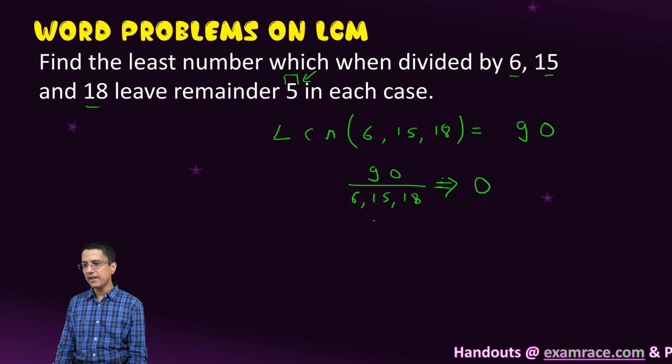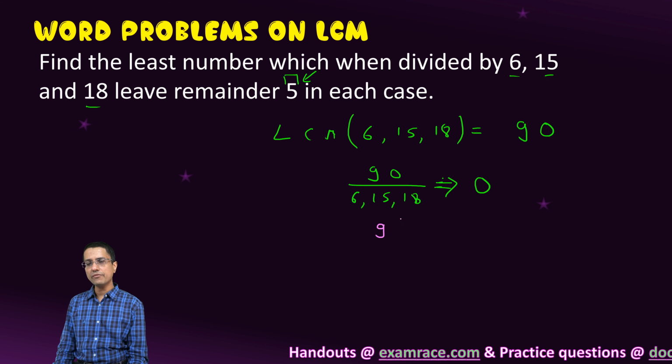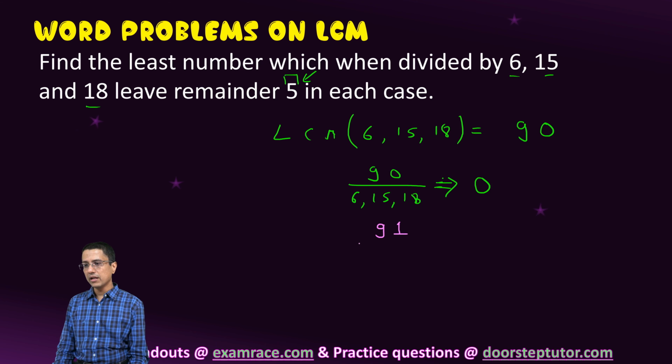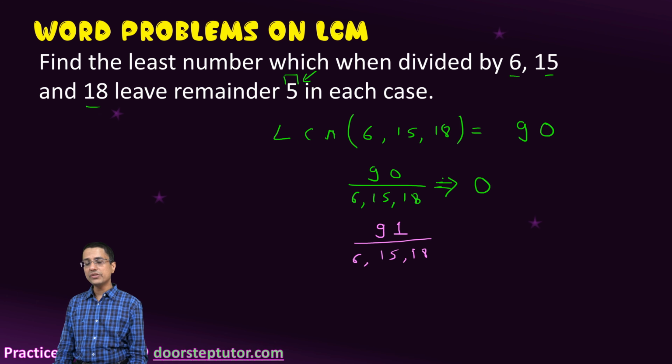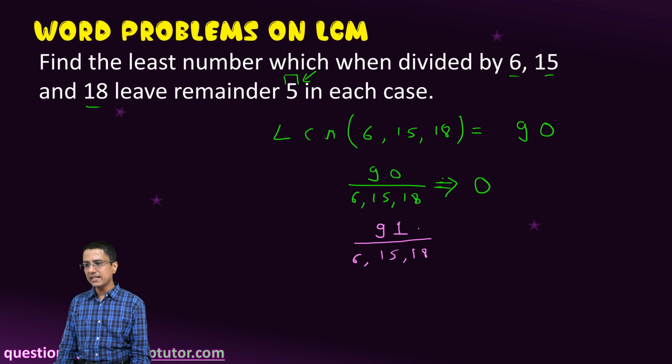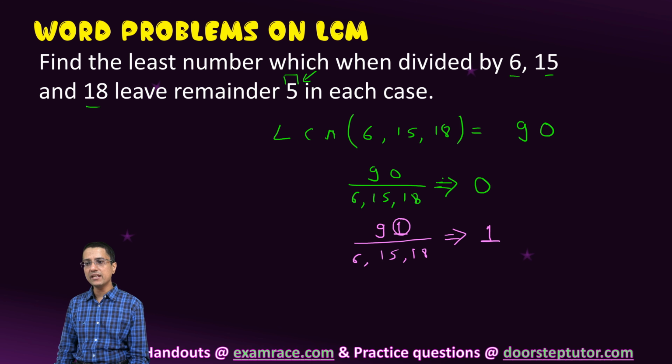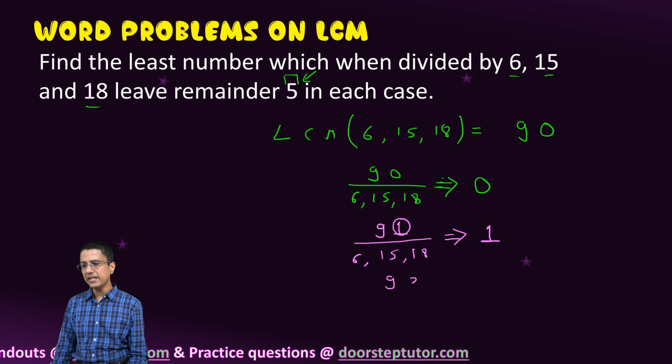What about instead of 90, we took 90 plus 1 and divided it by 6? Till 90, the division would be complete, but this 1 would be left extra for each of these numbers, and that 1 would be the remainder. What about 92? 92 when divided by, let's say, 15: 15 sixes are 90, but 2 would be left as remainder. So when 92 is divided by each of these numbers, my remainder would be 2.